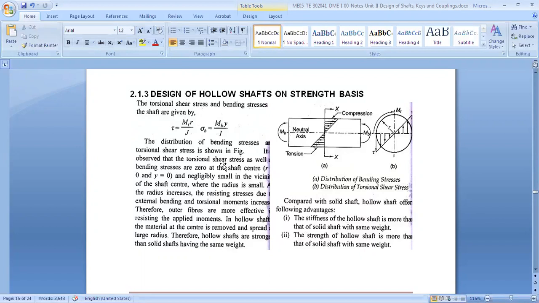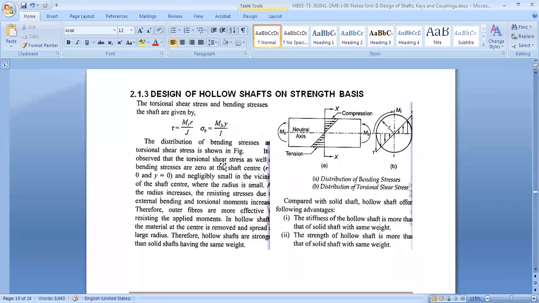So your shear stress or bending stress is directly proportional to the distance from the center, or the neutral axis. The center of the shaft is the neutral axis. That's where the stress is minimum, and the more you go away from the center, the more the stress goes up, and at the extreme fiber the stress is maximum. It may be shear stress or bending stress. Both are maximum at the extreme fiber, the outermost part of the shaft.